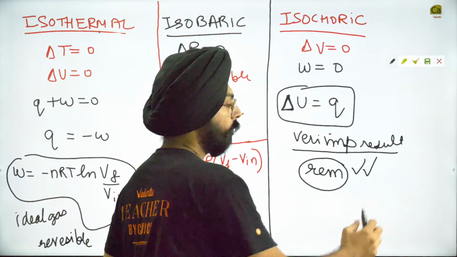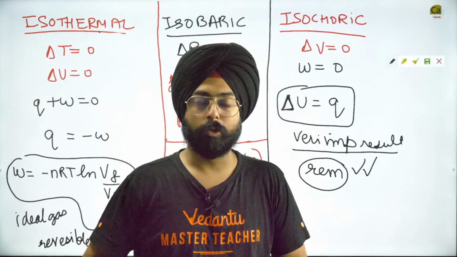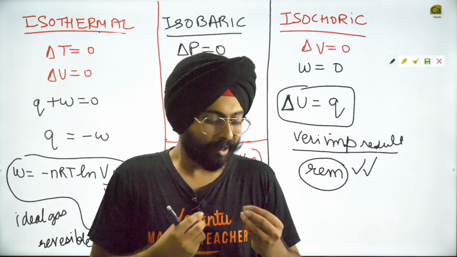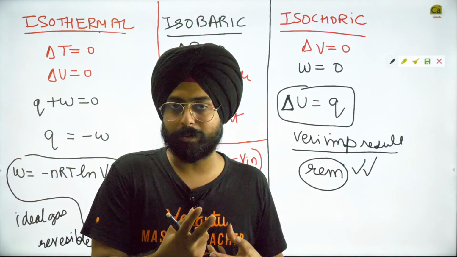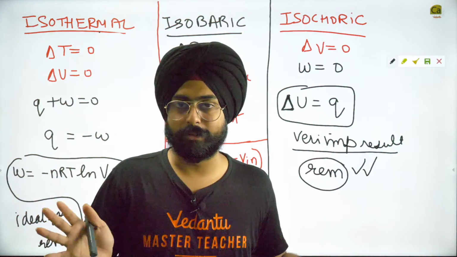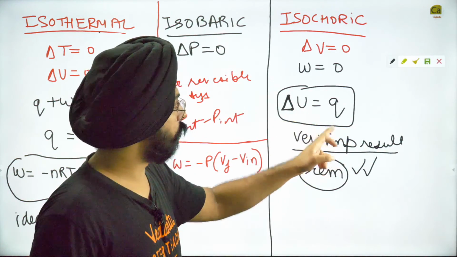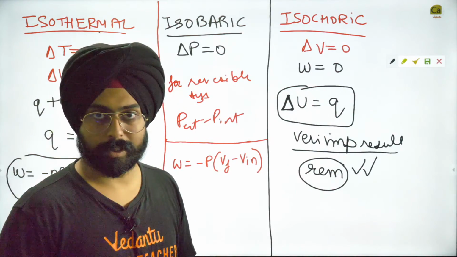Okay. Thermodynamics is like a huge chapter. You will be able to appreciate all of its beauty once the chapter is over. For now, there are some puzzles and hints that we'll keep on dropping in the initial few classes. This is one of those. Please remember this idea that delta U is equal to Q in case of an isochoric process.